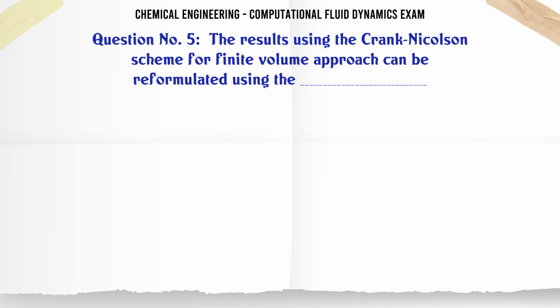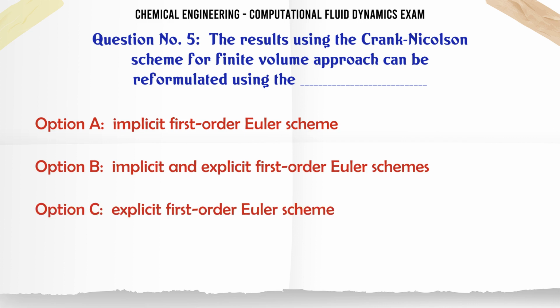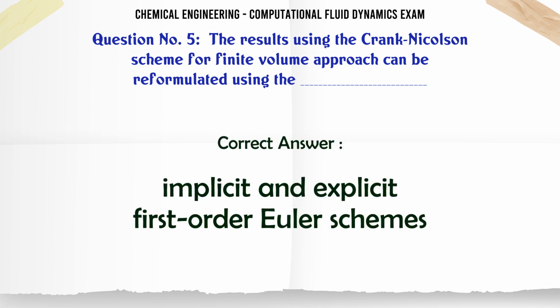The results using the Crank-Nicolson scheme for finite volume approach can be reformulated using the A. Implicit first-order Euler scheme. B. Implicit and explicit first-order Euler schemes. C. Explicit first-order Euler scheme. D. Central difference scheme. The correct answer is implicit and explicit first-order Euler schemes.